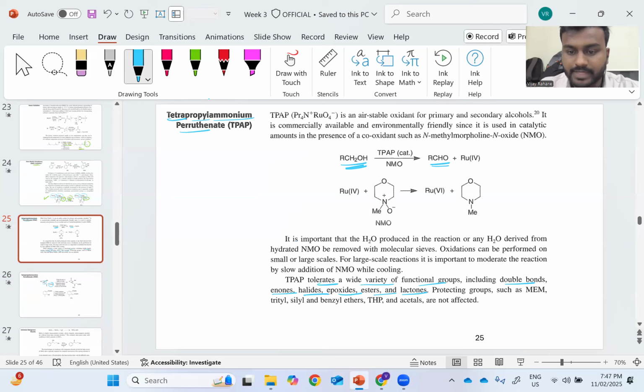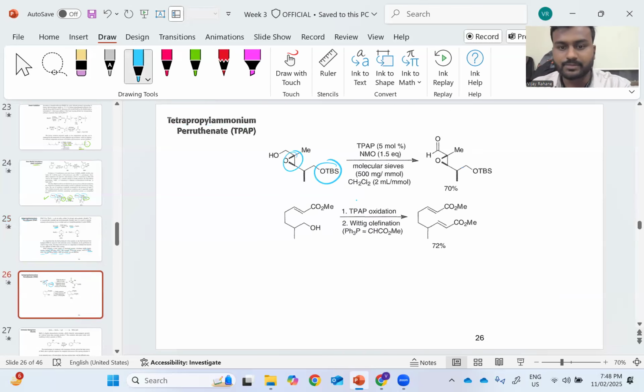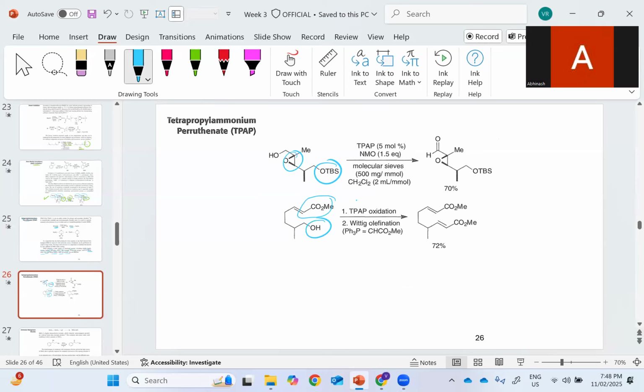And if you have protecting groups such as MEM, trityl, silyl, benzyl ether, or THP, as well as acetals, these groups are not affected in this reaction condition. That's why this TPAP based oxidation is important in the synthesis of different natural products. Here there is an example of an alpha,beta-unsaturated ester and another alcohol. So this alcohol can easily be converted into the aldehyde.